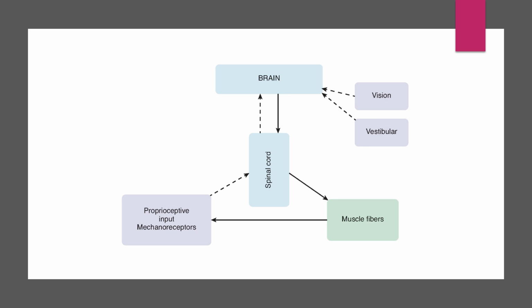And here you can see information from the brain. Again, you're getting information from your vision centers as well as the vestibular centers that is sent to the brain and onto the spinal cord and the motor pathways, as well as you're receiving information from the mechanoreceptors.